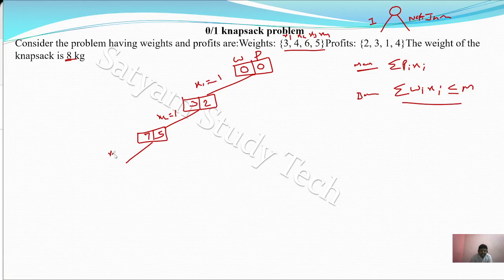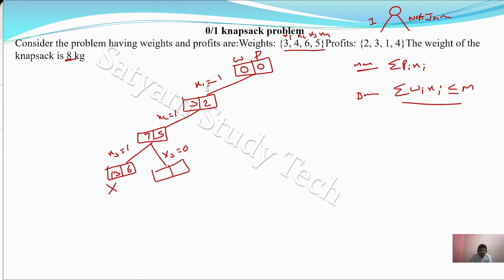Then x3 is equal to 1, that means the third object is included. The third object weight is 6, so 6 plus 7 is 13. The profit of the third object is 1, so 5 plus 1 is 6. Here 13 is not less than or equal to 8, so you can kill this node. It cannot satisfy the bounding function condition. Now, x3 is not included.